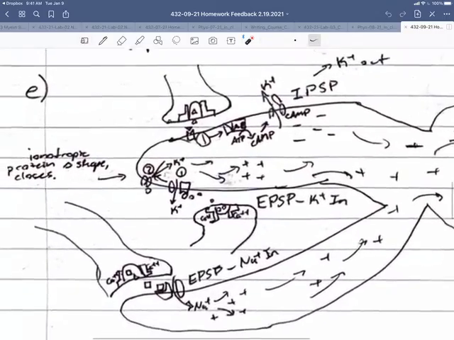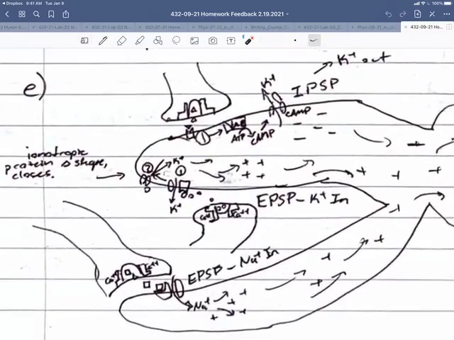Here's another example showing an inhibitory synapse where we're opening a potassium channel. Second messenger, cyclic AMP, opening a potassium channel. It's making it more negative as potassium leaves. Here is an excitatory synapse in which we're blocking a potassium channel, and so the cell becomes more positive.